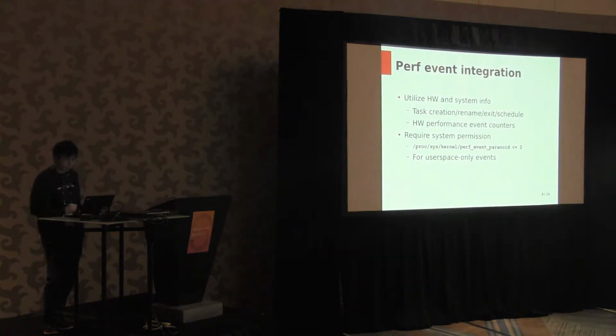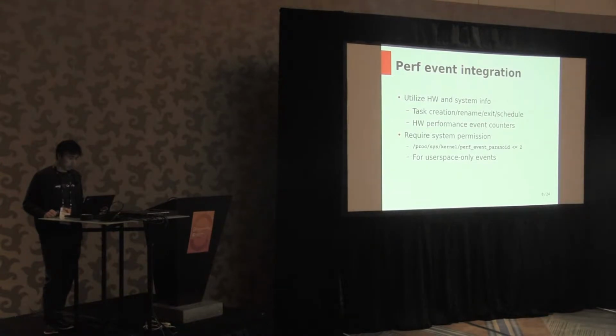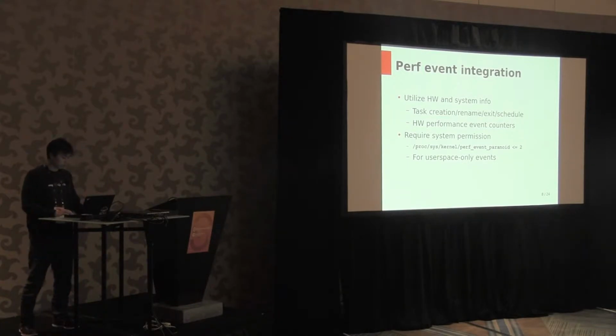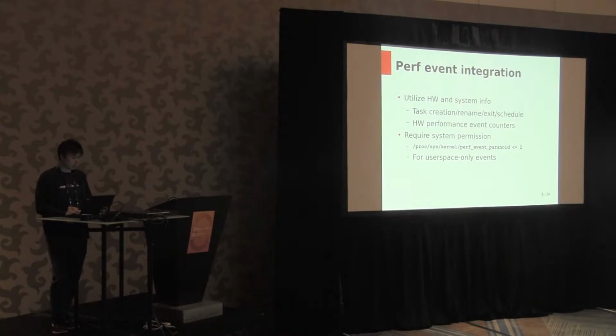Okay. Next is perf event integration. uftrace uses perf event in two ways. One is to get system information like task creation, task exit, or task scheduling information from the kernel. The other is to get the hardware performance counter values. Usually it doesn't require root privileges, but unfortunately many distributions now disallow perf event for normal users, so you might need to change the settings in the file system to a value more than 2 to enable it for normal user accounts.